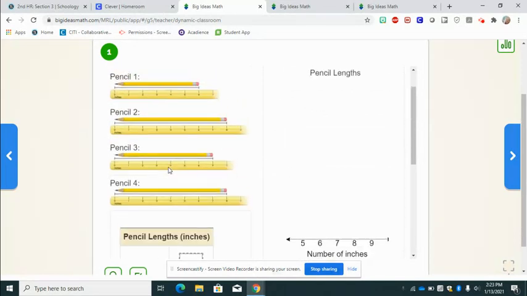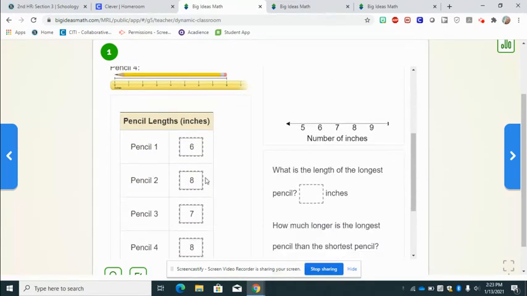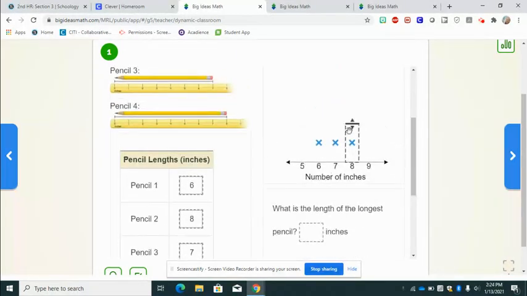Okay, now we have to put it on our line plot, so we have to make the X's for each one. So the first one was 6, so we're going to make an X for 6. Pencil 2 was 8. Pencil 3 was 7. And pencil 4 was 8. So we'll make another one over the number 8.